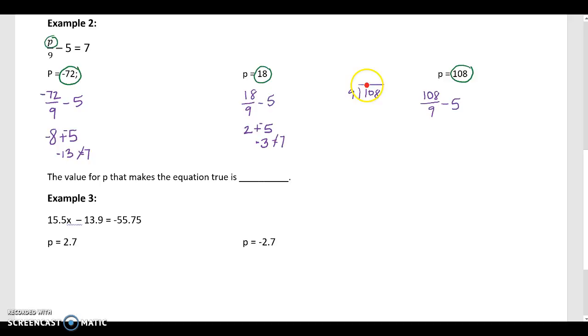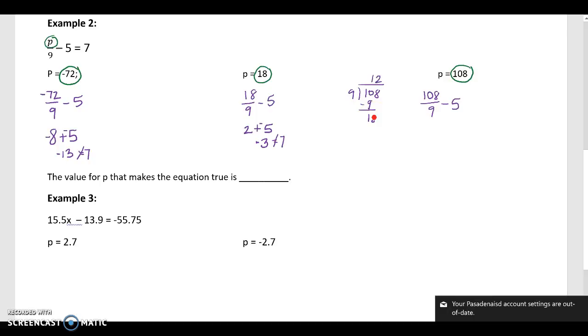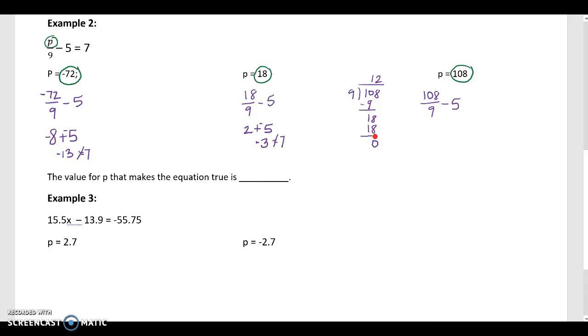Let's see, 9 goes into 10 once. So subtract 10 minus 9 is 1, 18. 2 times 9 is 18. So it's 12. So 12 minus 5 is 7. That's equal to 7. Yes, that's true. So my answer here is going to be BP equals 108.